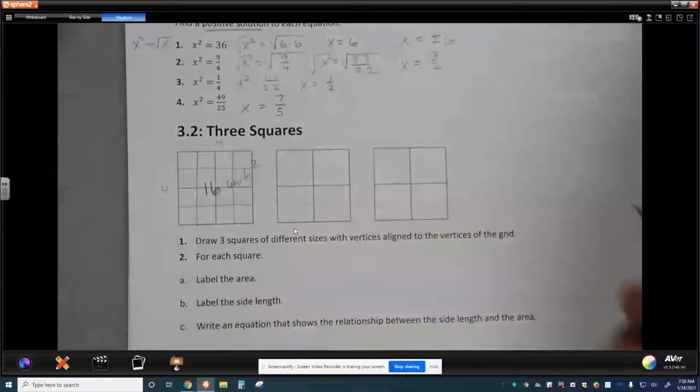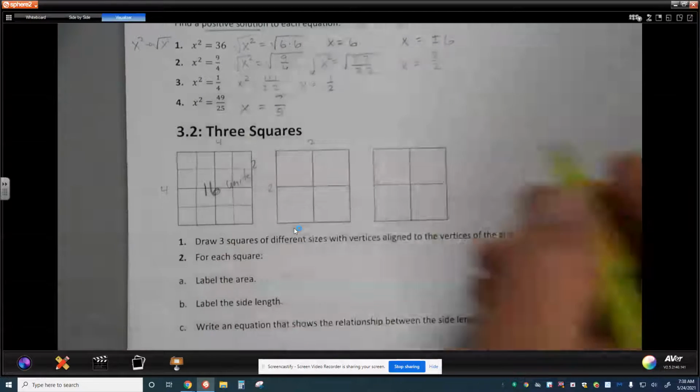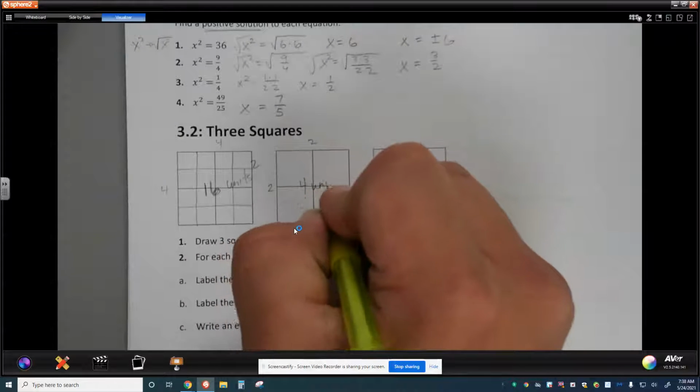Let's just leave this one as it is. We see a 2 by 2, and this one gives us a value of 4 square units.